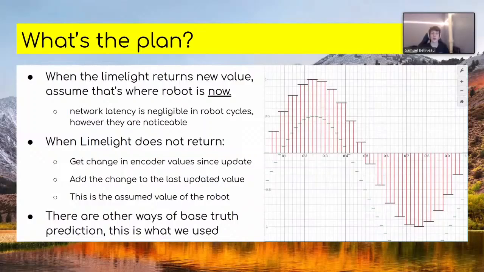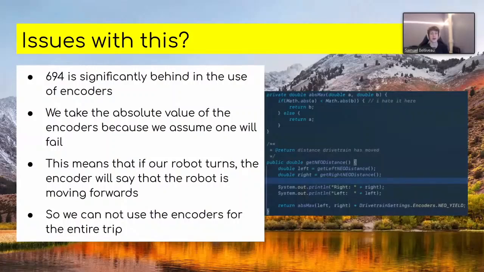That way we can get where the robot currently is, and have the best of both worlds. We can have the accuracy of the Limelight and the frequency of the encoder updates, meaning that the issue of a noisy derivative is pretty much gone, which greatly improved the performance of our PID loop.